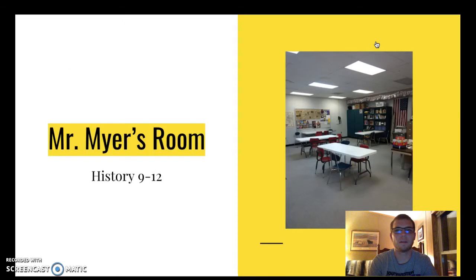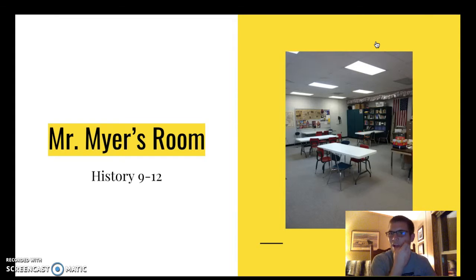So the second one is Mr. Meyer's room. Mr. Meyer is our history teacher for freshmen through seniors, so he's a pretty busy guy. He just has table groups set up throughout his room at different angles. He said he likes to have them at different angles so that when he needs to go help a student one-on-one, he isn't kind of wedged up between rows or anything like that. He's just able to move pretty freely throughout the room.